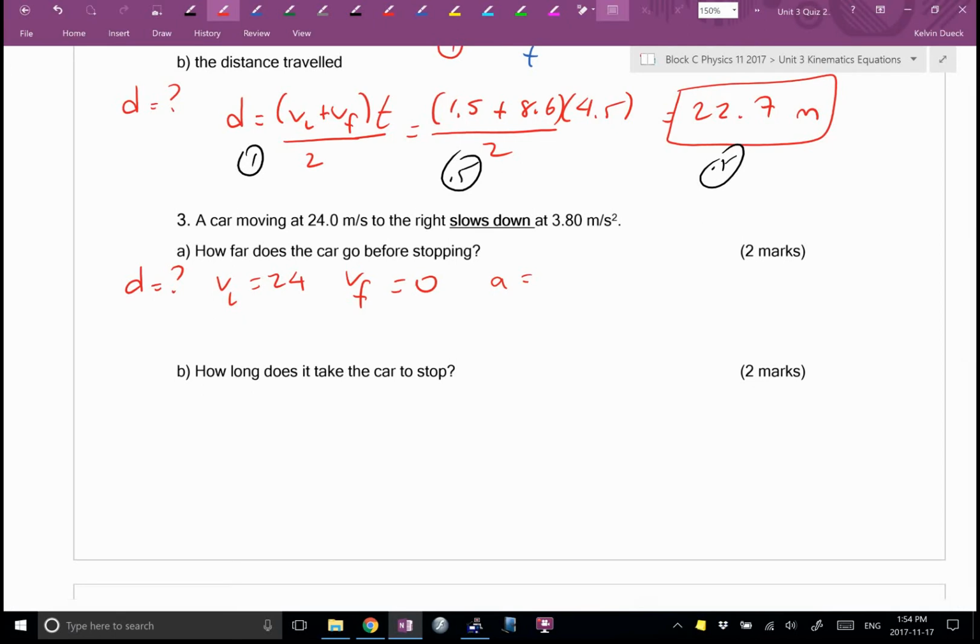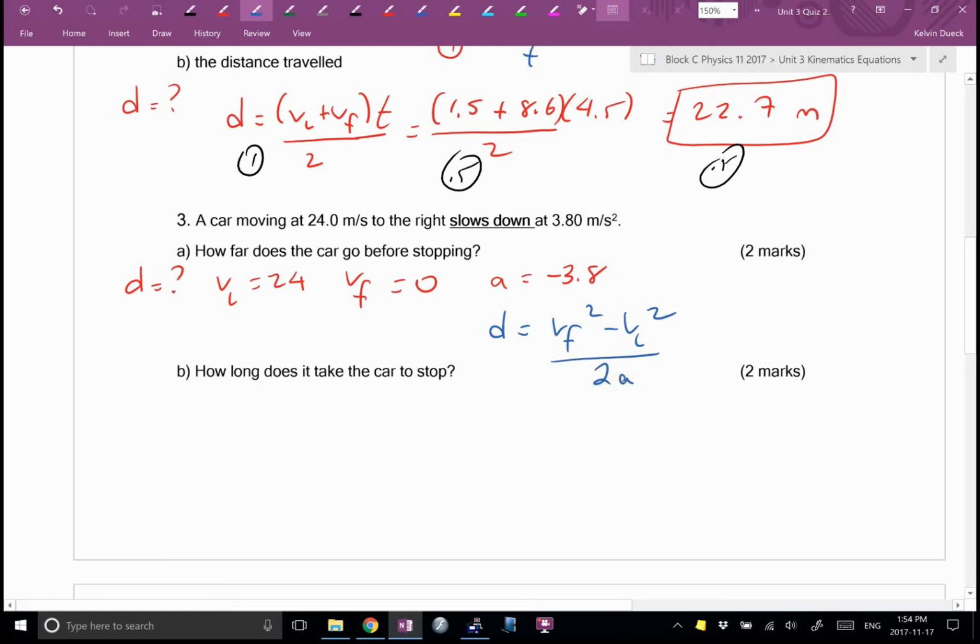Often I'll say slows down with an acceleration of negative 3.8, and you can just assume that I gave you the negative. But probably once on the test, I will use the term slows down and give you the magnitude of the acceleration just to make sure you're paying attention. Negative 3.8. And I want to get the d by itself. I think you'll end up going with d equals vf squared minus vi squared all over 2a.